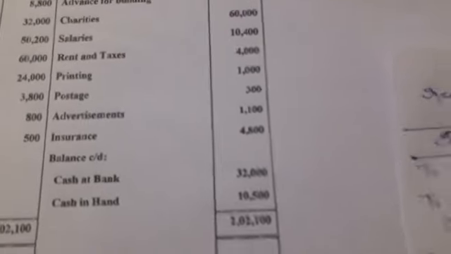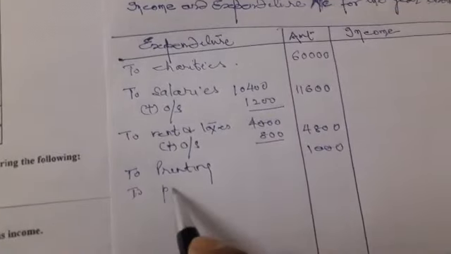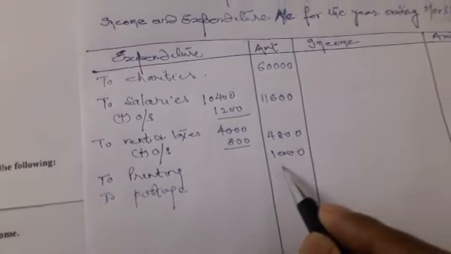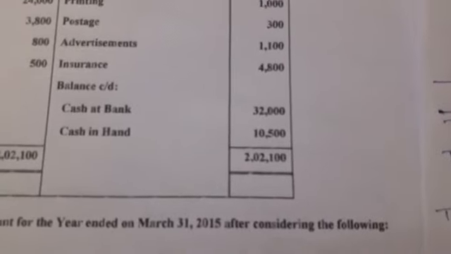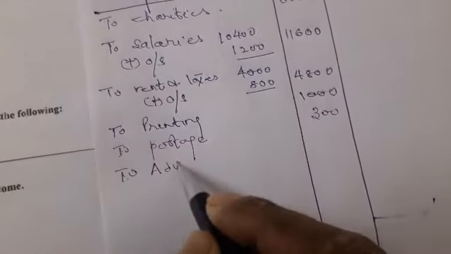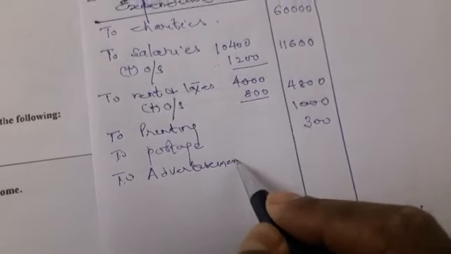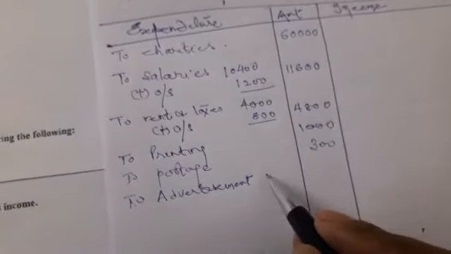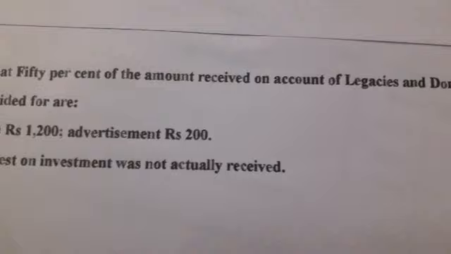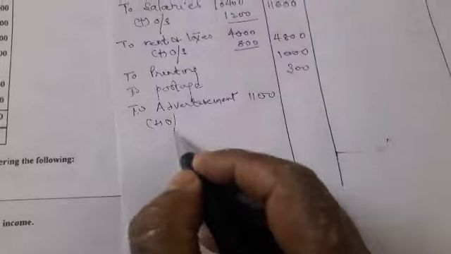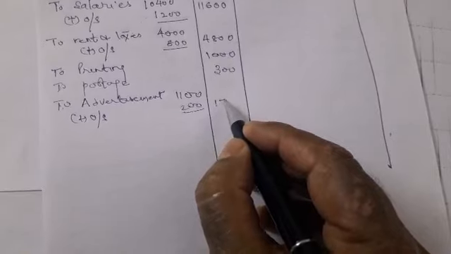Next is postage, 300. Again, to postage 300 rupees. Then next is advertisement. To advertisement 1,100. The adjustment says that advertisement outstanding for the current year is 200, so plus outstanding 200, the total advertisement for the year is 1,300 rupees.